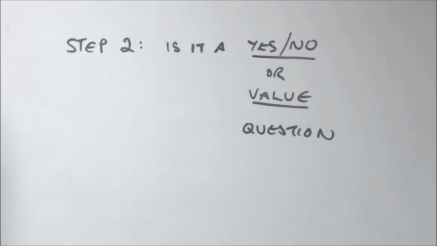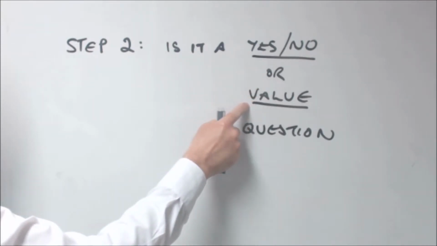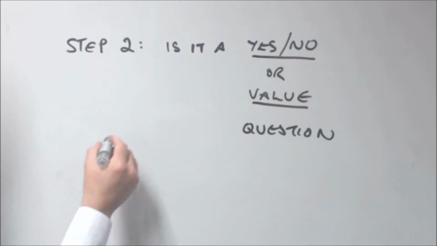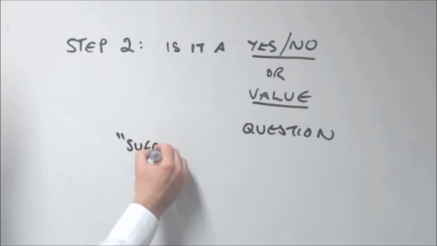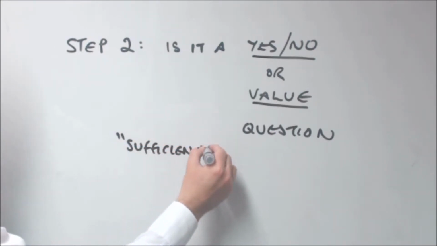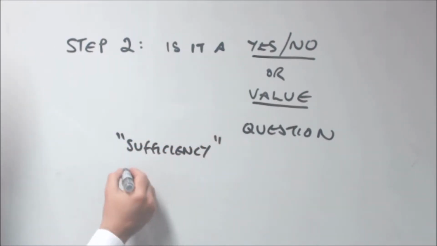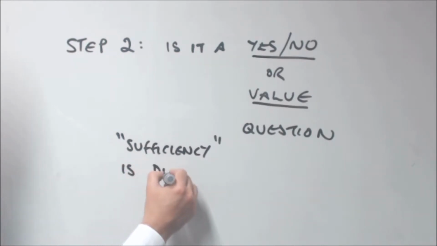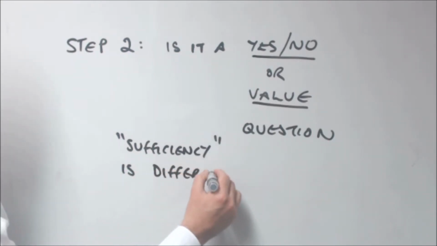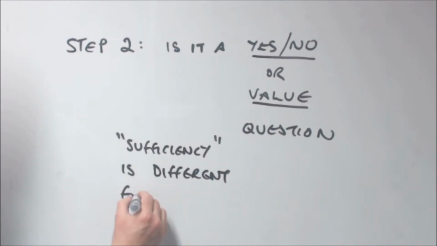Step 2 is probably the most simple. You may even decide to do this as step 1. Is it a yes/no question or a value question? Data sufficiency has these 2 types. The reason this is vital to establish is because sufficiency is slightly different if it's a yes/no question compared to if it's a value question.